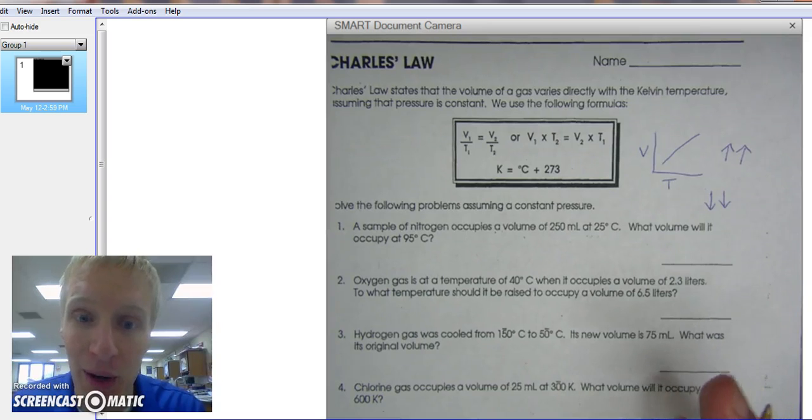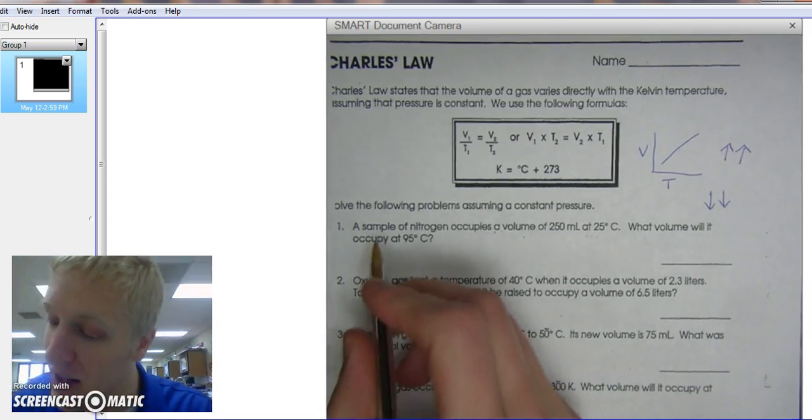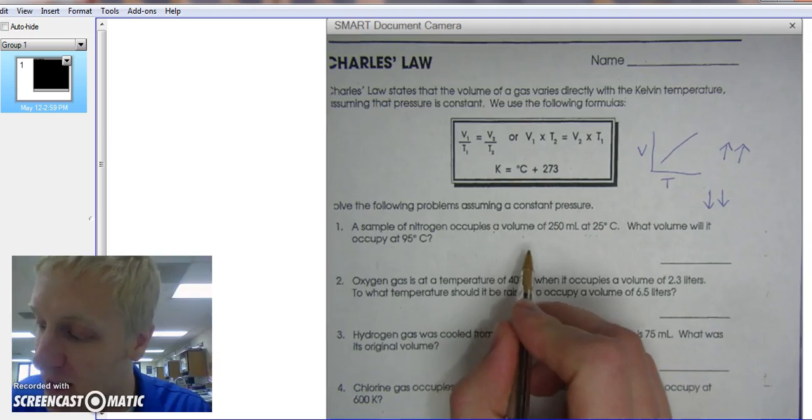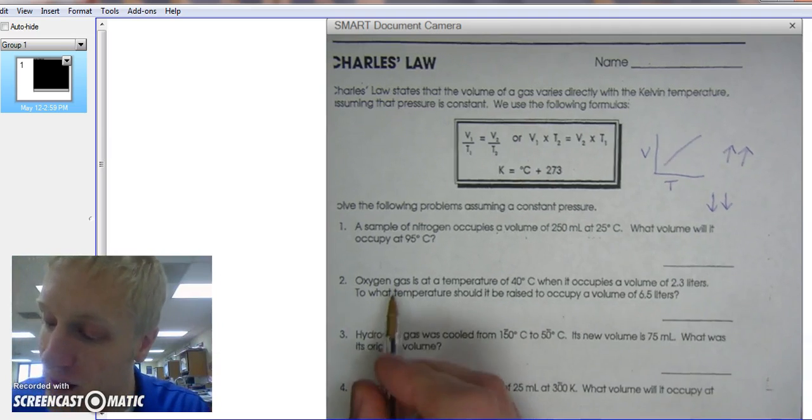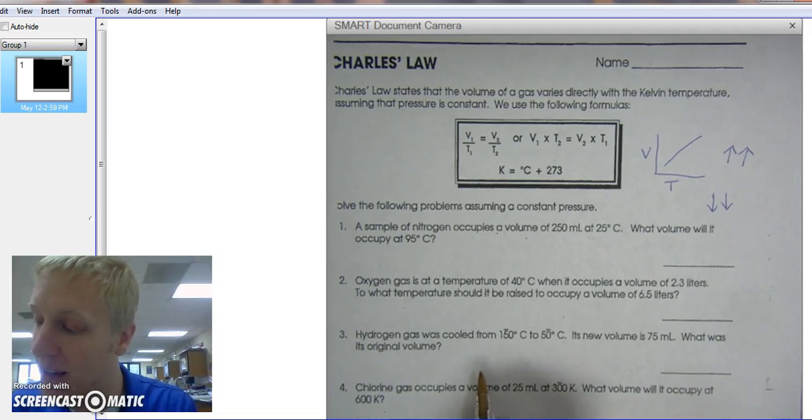Alright, let's stop the chit chat and move on to an example problem. Why not start with question 1? It's right there waiting for us. It says a sample of nitrogen occupies a volume of 250 mL at 25 Celsius. What volume will it occupy at 95 degrees Celsius?